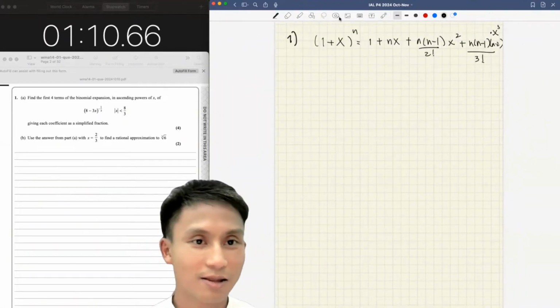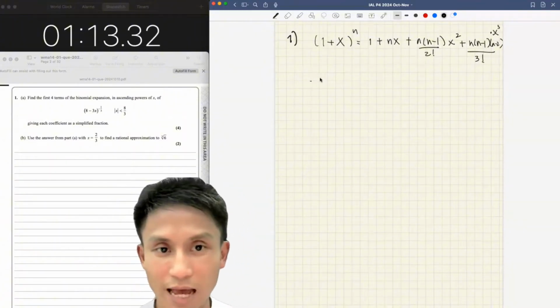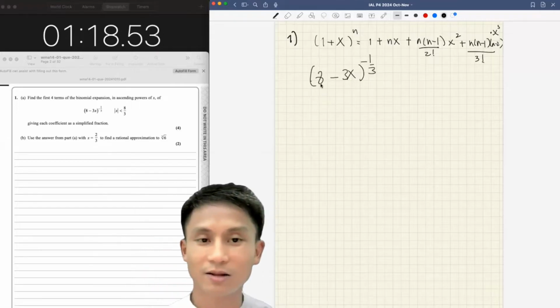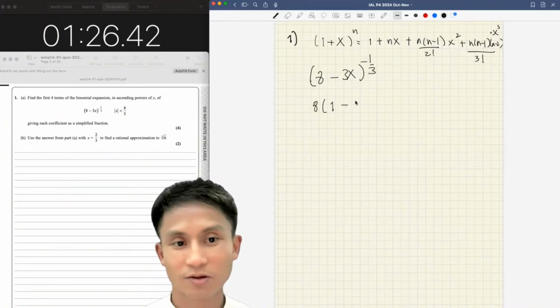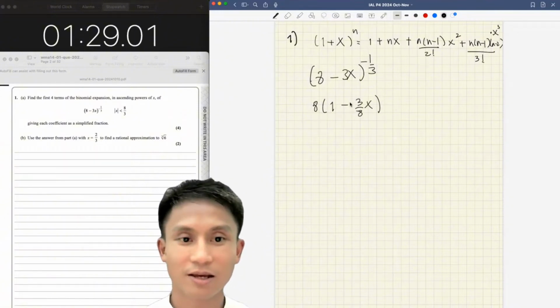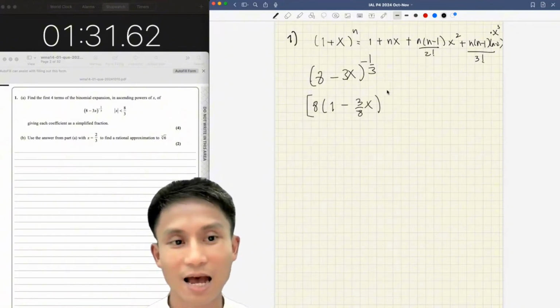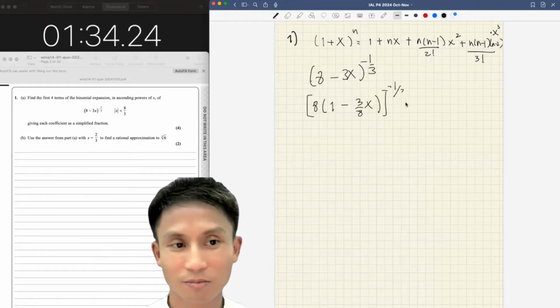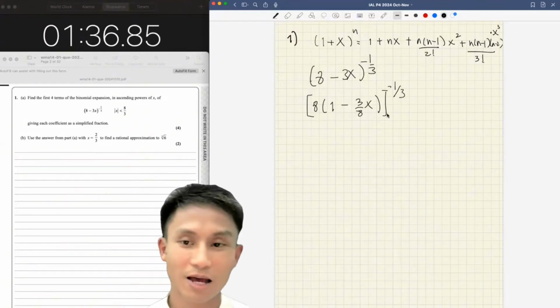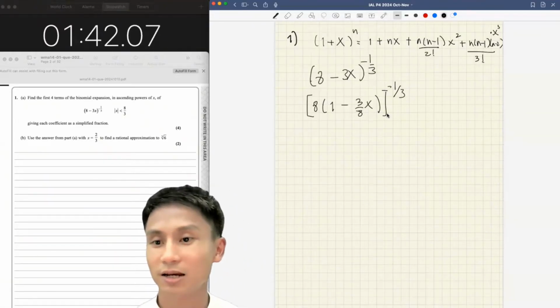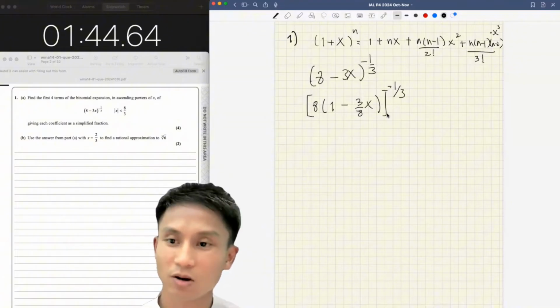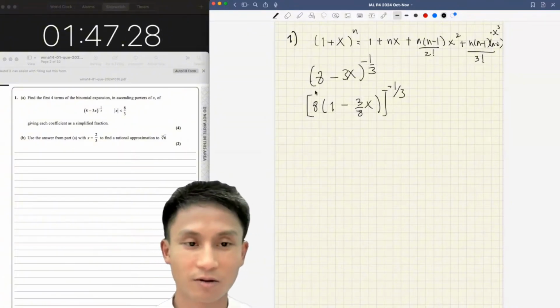I'm out of space there, so I think you don't mind. All right. So that given binomial there, we need to make it so that the front term here isn't 8. So what I can do is take 8 out, so that's going to be 3 over 8 instead. But be careful because I have taken 8 out, so I need to power it all by minus 1 over 3. If you work backwards to check, it's still 8 minus 3x, all to the power of minus 1 over 3.